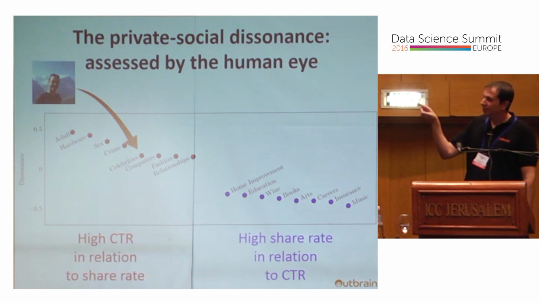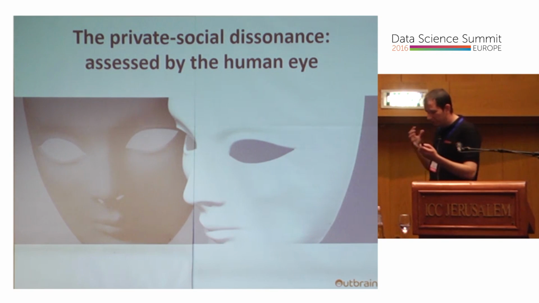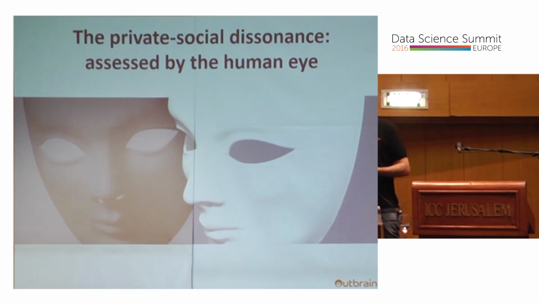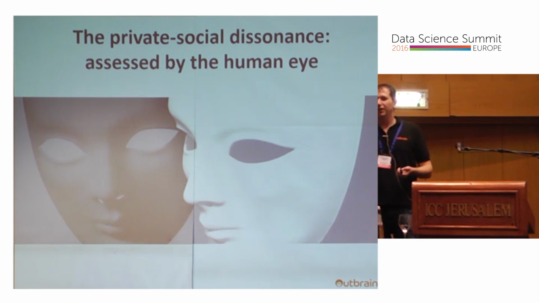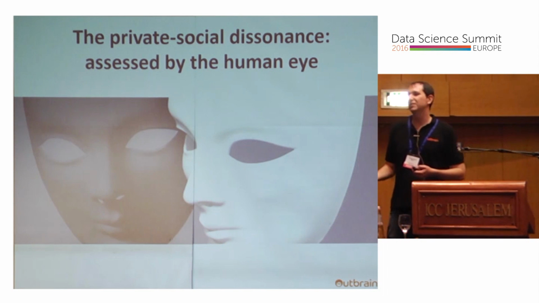And D is set right in the middle there, right? So there are two personas for every reader. There is the persona of what they like to read in the privacy of their own computer, and there is that persona that they like to exhibit.